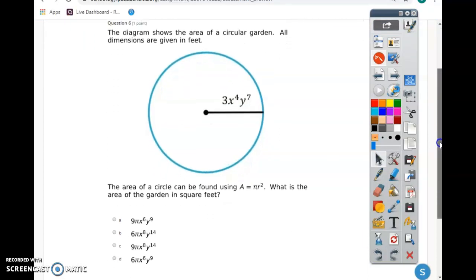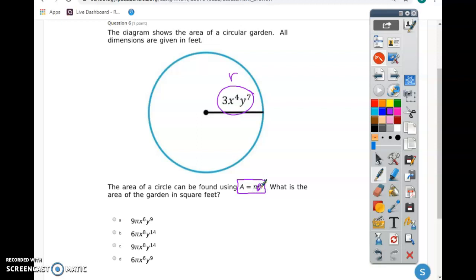Here we go. Question 6. The diagram below shows the area of a circular garden. All dimensions are given in feet. So they're giving you the R. That's called R because it's the radius. Okay? And when I look for the area, they already gave you the formula, A equals pi r squared. So this is my R, so it's going to go right there where that R is.